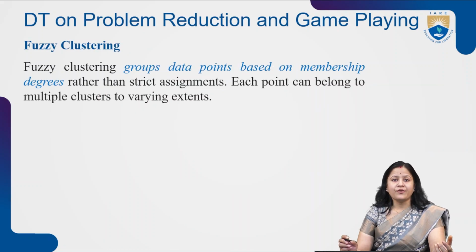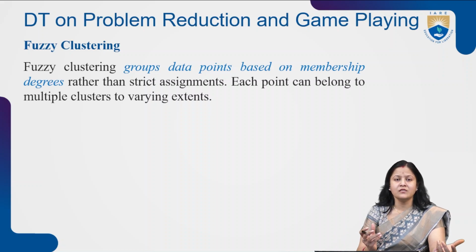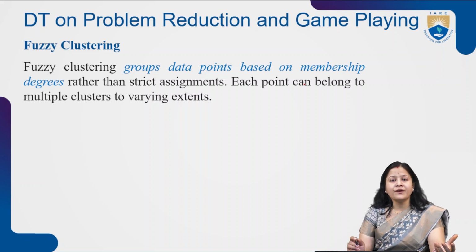Then fuzzy clustering. Fuzzy clustering, the name itself, first of all, fuzzy means uncertain. It combines the uncertain situations or uncertain values into a cluster or a group based upon their similarities and dissimilarities. That is why the name is called fuzzy clustering. So fuzzy clustering groups the data points based on the membership degree rather than the strict assignment. So each point can belong to multiple clusters to varying extent.